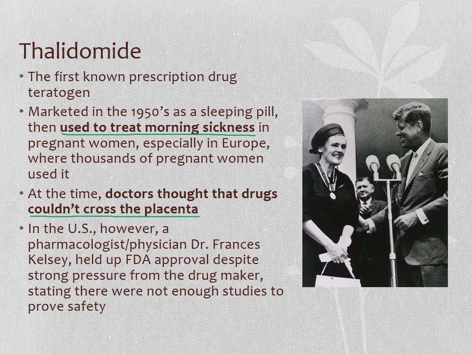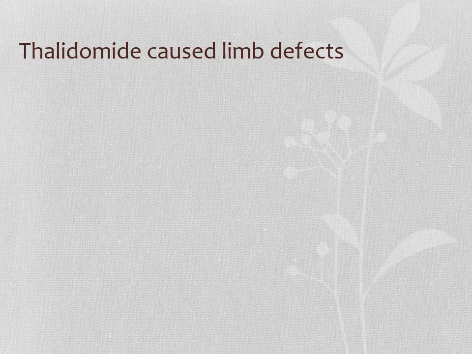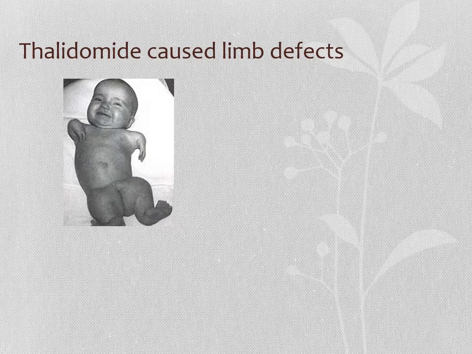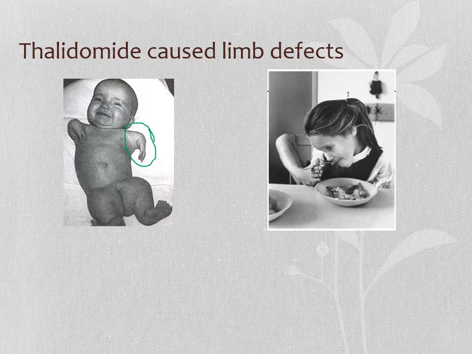But Dr. Kelsey said, no, I don't think this is safe yet. And of course, she was right. So thalidomide ended up causing limb defects. So babies were born that had severely malformed or entirely missing extremities. So here's a young girl who has no arms, and so she has learned to do everything for herself with her feet, right? So there she is eating her breakfast.